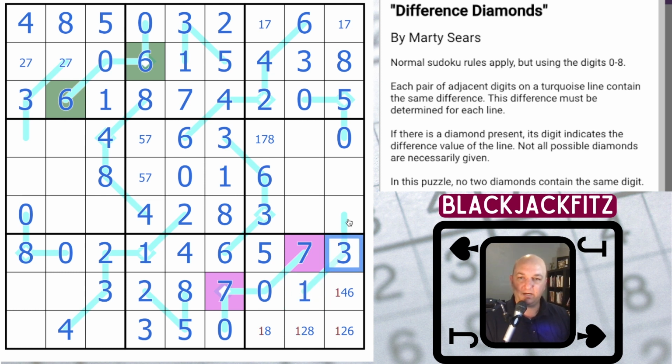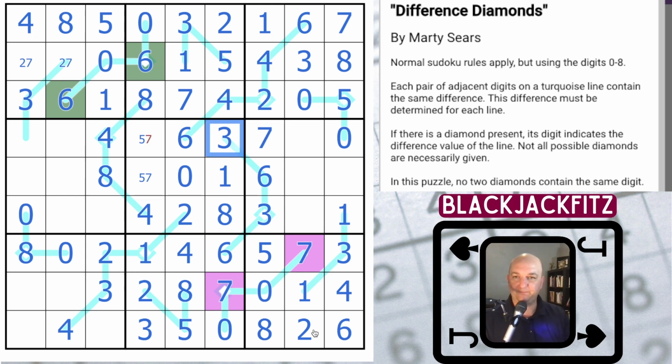And now 1, 3 could be 1, or it could be 1, 3, 5. So that is a 1 or a 5. Oh, it can't be 5. Cool. So that's a 1. That's an 8, 2, 6, and 4, 7, 1, 7, 5, 7.